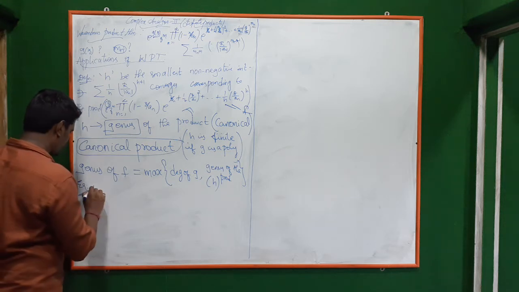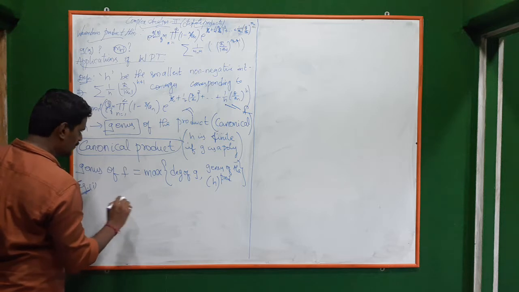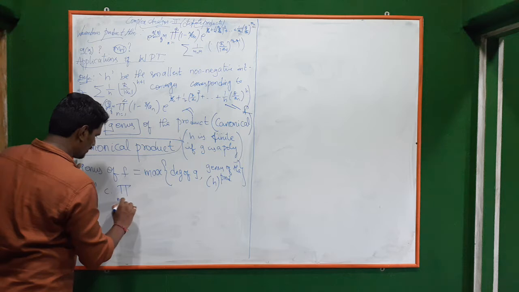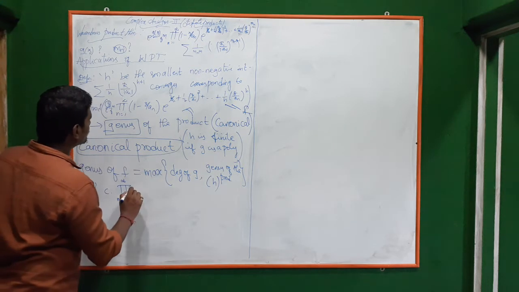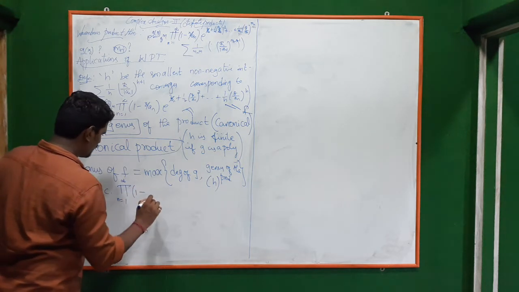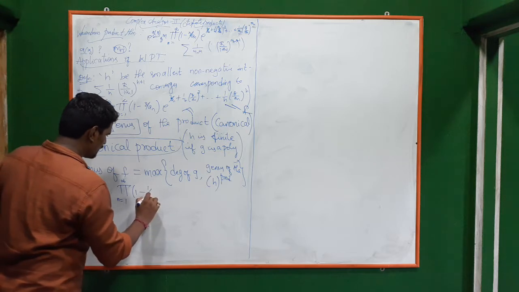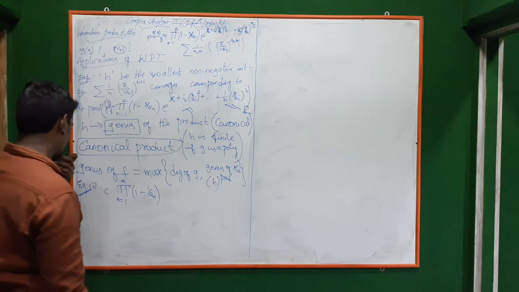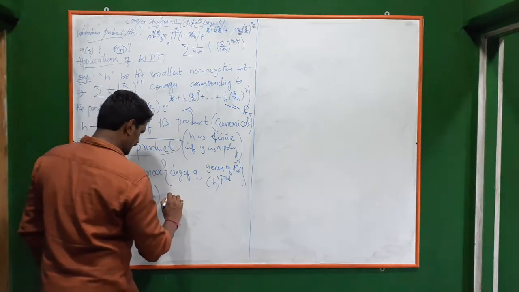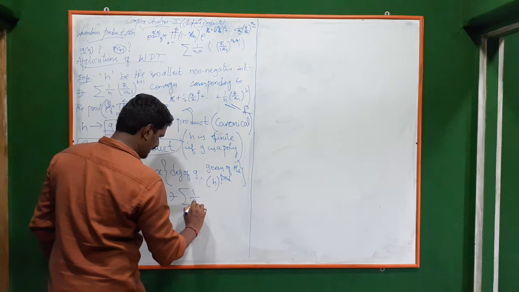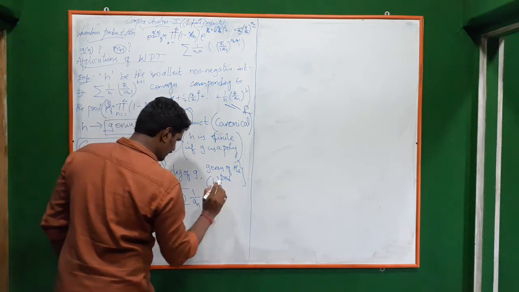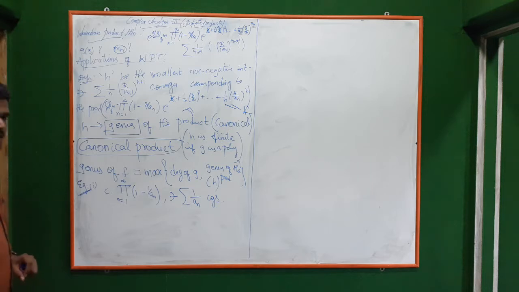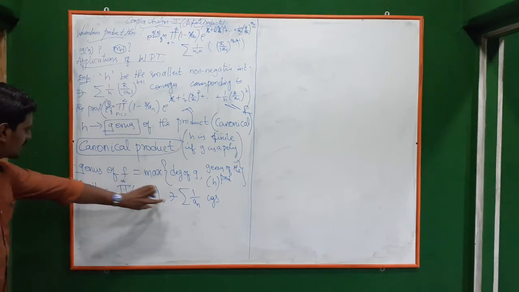Example: consider the product C times the product over n from 1 to infinity of (1 minus 1/a_n), such that the summation of 1/a_n converges. So this is the product, and some condition is given.